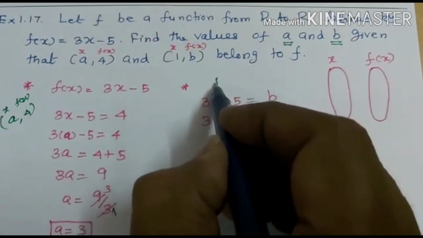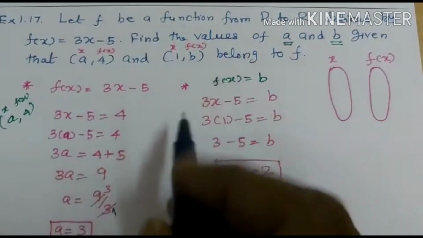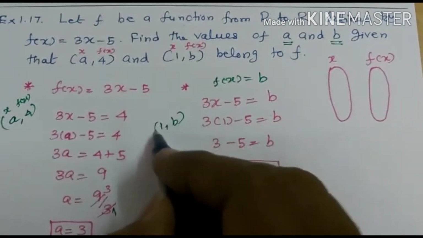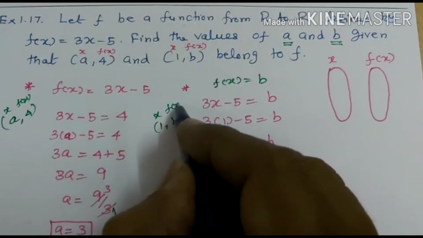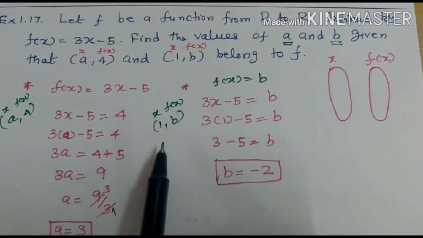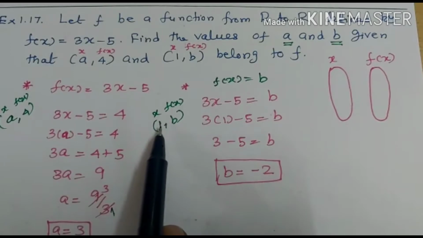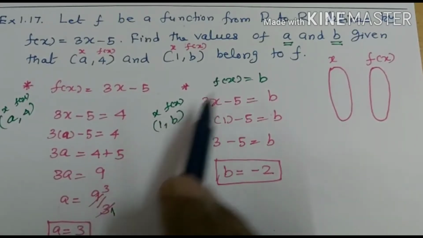The same thing here also, f of x equals b. See (1, b). This is x, this is f of x. So f of x equals b. Understand the ordered pair, the coordinate numbers: this is for input, output, x, f of x. So f of x equals b.